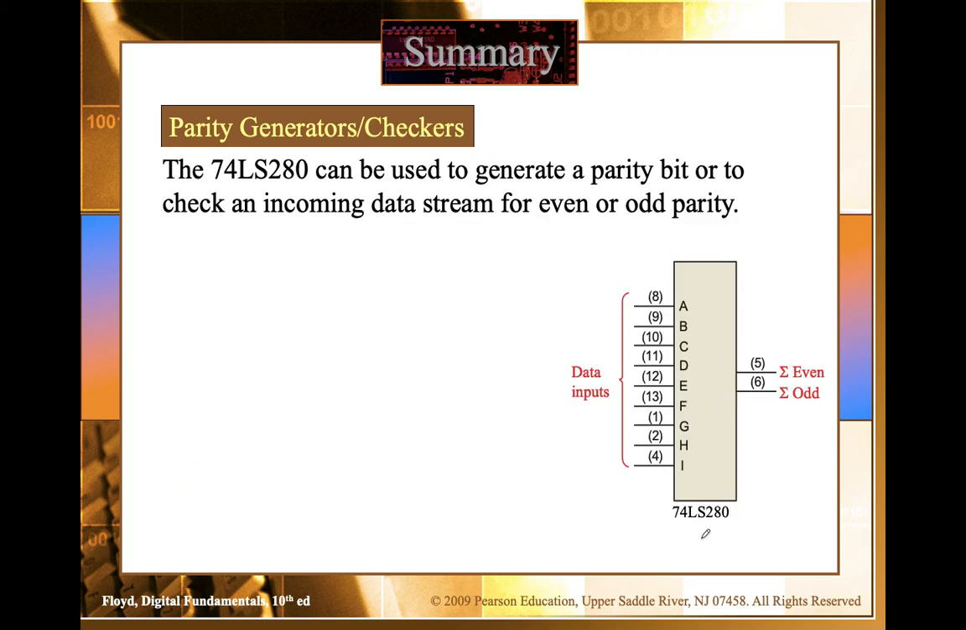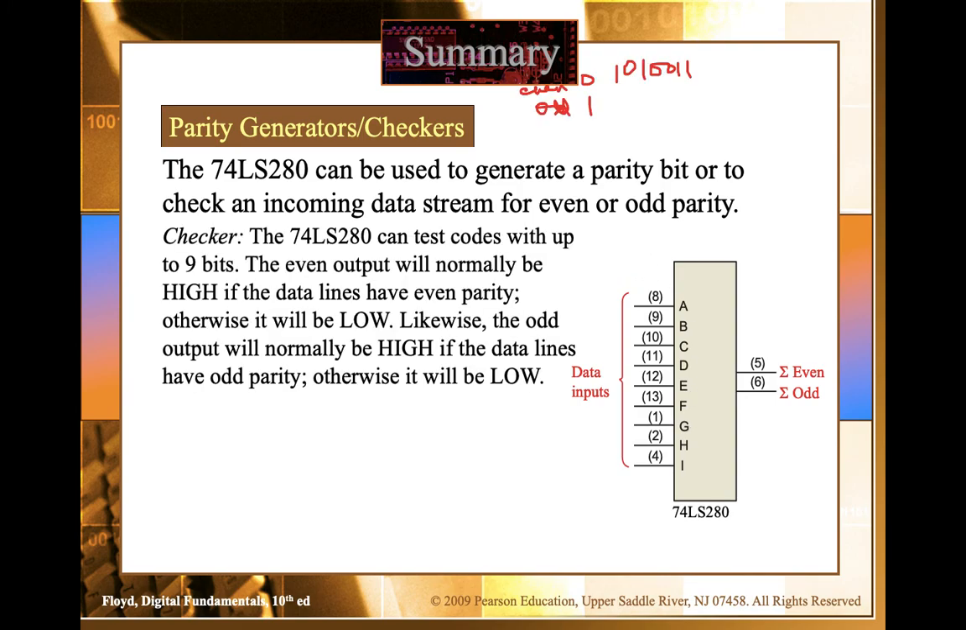Okay, so we have an IC which is 74LS280 (EEN210), which is used to generate a parity bit, or to check an incoming data stream for even or odd parity. So it is dual purpose, meaning it can generate a parity as well as check the parity. How can it do both things? This IC is dual purpose. It checks for parity as well as generates parity. So either way you can use it.